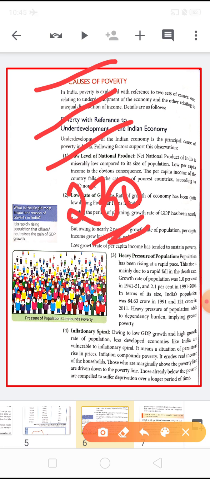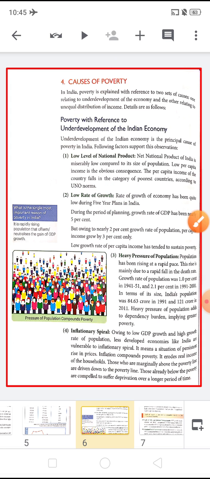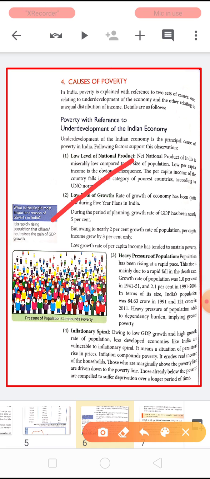Next is the low level of growth. Children, the rate of growth of the economy has been quite low during the five-year plans in India, and during the period of planning, the growth rate of GDP has been nearly 5%. But owing to nearly 2% growth rate of population, the per capita income grew by only 3%. So, the low growth rate of per capita income has tended to sustain poverty. Next is the heavy pressure of population.